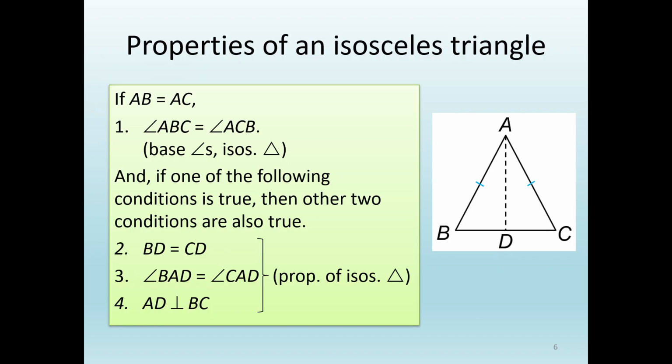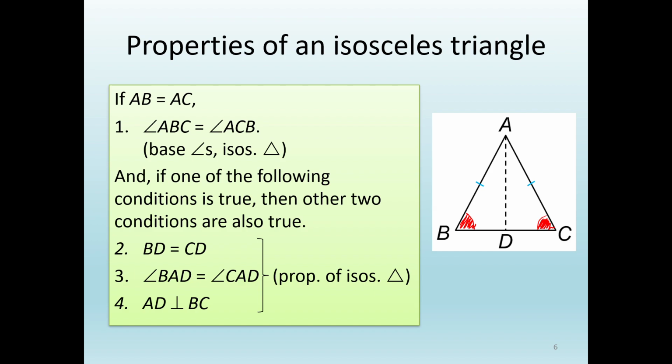And so, let's talk about the properties of an isosceles triangle. There are altogether 4 in total. Number 1. If AB equals AC, then angle ABC equals angle ACB. It means that the base angles are equal. Okay. And if one of the following conditions is true, then the other two conditions are also true.